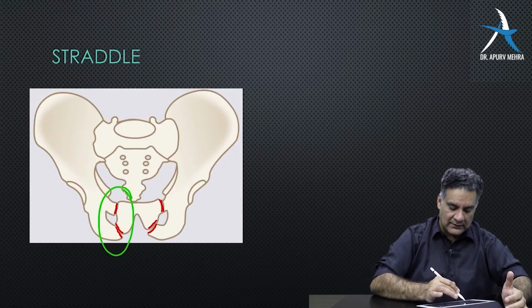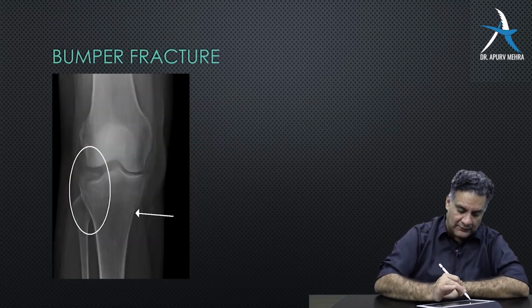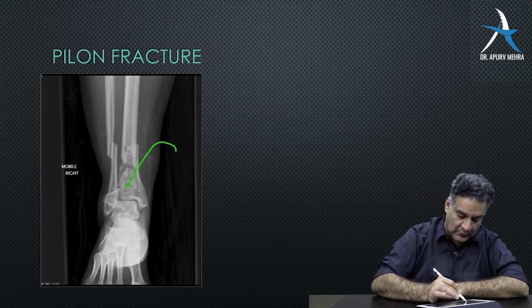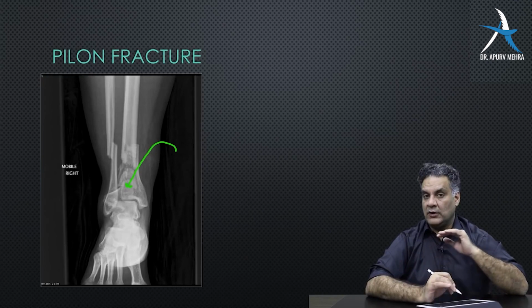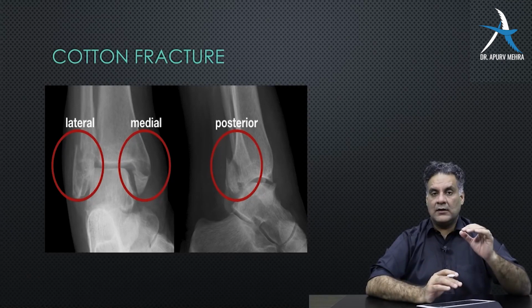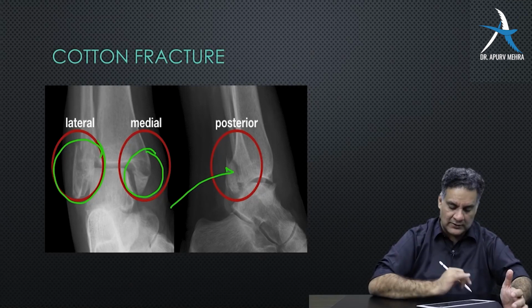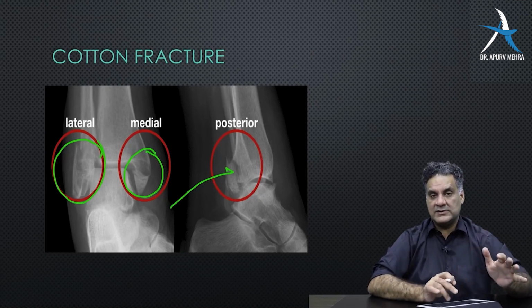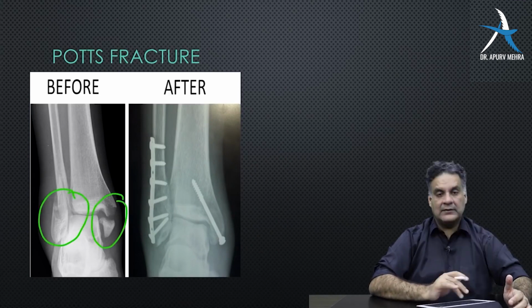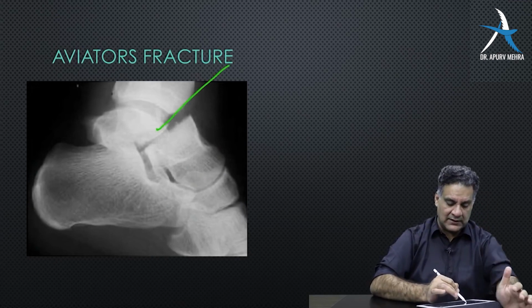Straddle fracture is superior and inferior pubic rami fractures anteriorly. Bumper fracture is a fracture of the lateral tibial plateau. Pilon fracture is a fracture which involves the lower end of tibia, comminuted, involving the joint, intra-articular comminution. And when there's a fracture of the medial malleolus, the lateral malleolus, and the posterior malleolus, all the three malleoli, it's called a Cotton's fracture. And when there's a fracture involving the medial malleolus and the lateral malleolus, it's called a Pott's fracture. Aviator's fracture occurs due to vertical injuries, and is a fracture of the neck of talus.